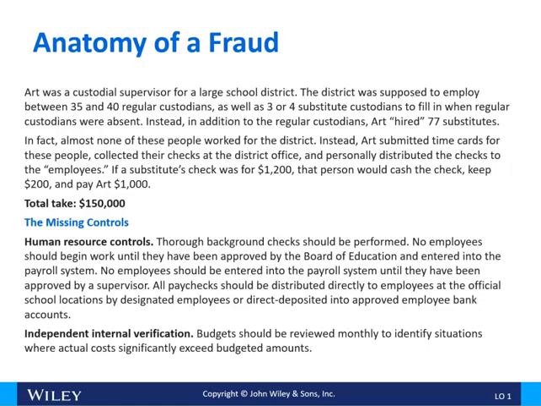The other one was independent internal verification. Budgets should be reviewed monthly to identify situations where actual costs significantly exceed budget amounts. So if they were seeing that they had a lot more than the 3 to 4 substitutes on the 35 to 40 regular, they would have seen that there was a lot more being paid out for substitutes than what is necessary.